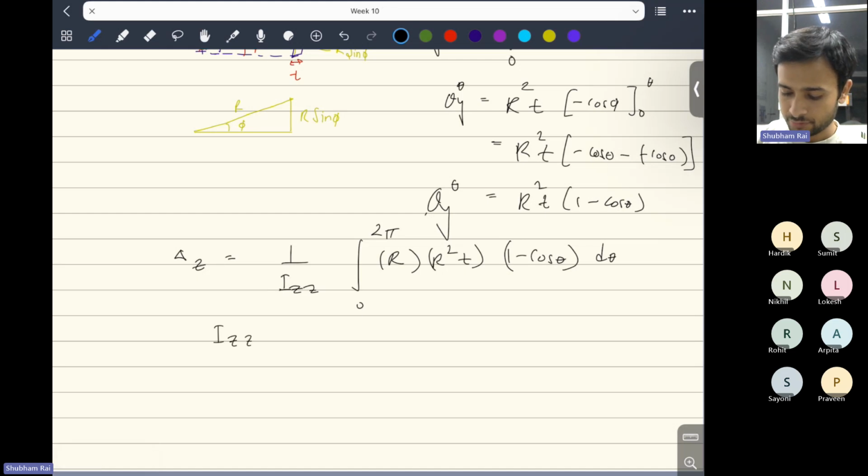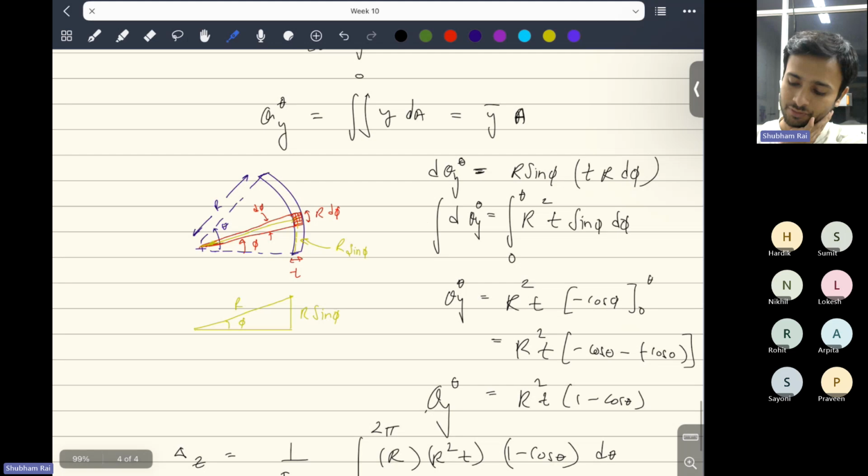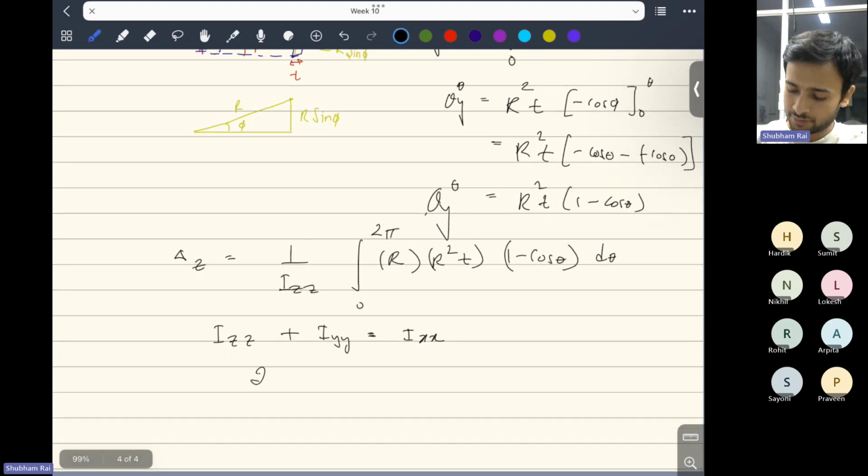How will you find it? So Izz we can find using this theorem that Izz plus Iyy should be equal to Ixx. So it is the perpendicular axis theorem. And Izz will be equal to Iyy because the slit is very small, so there's almost zero separation between these two. That's why this is symmetrical, and Izz will be equal to Iyy. So it will be 2 times Izz that should be Ixx, and Izz will be Ixx divided by 2.